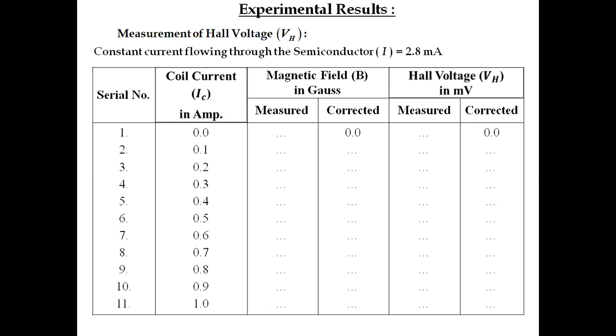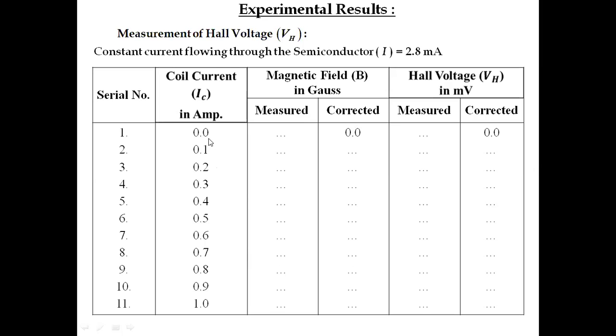Therefore, whatever value you get at coil current 0 as your measured value, say you are getting 3 gauss, you make it corrected to 0. That means 3 minus 3, 0. So whatever value you get for different coil currents, you will subtract the initial value from all of them. So that will be your corrected reading of the magnetic field.